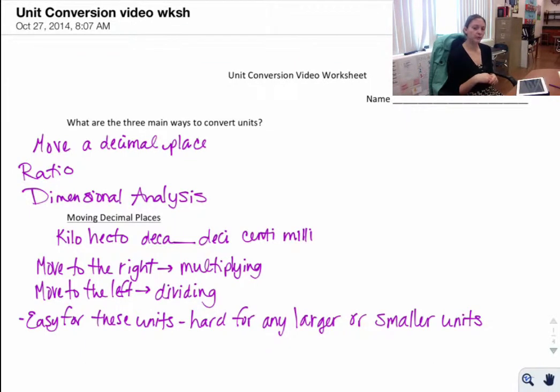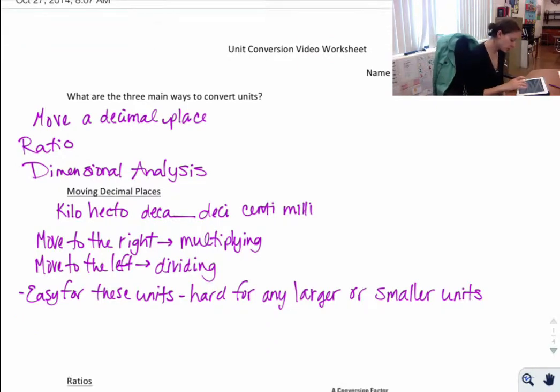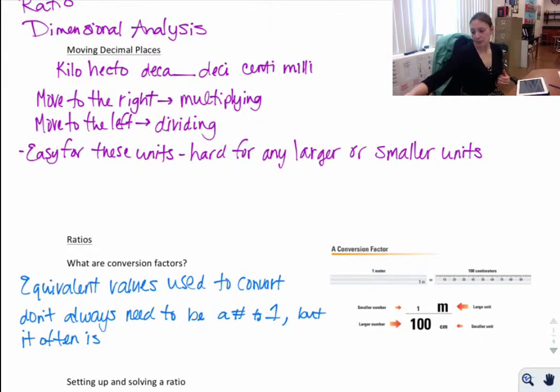It's a lot harder for larger units or really, really small units. So ones that are right around your base are the best for this way. If you have nano or mega or giga or pico or something like that, those ones are not the greatest with this particular method.